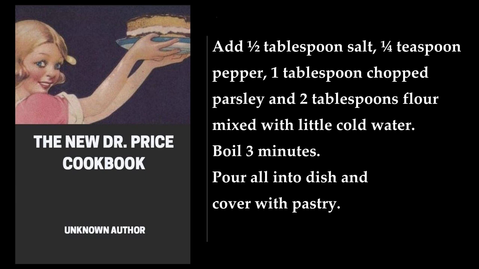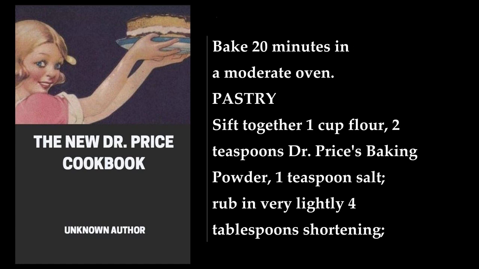Add 1/2 tablespoon salt, 1/4 teaspoon pepper, 1 tablespoon chopped parsley and 2 tablespoons flour mixed with little cold water. Boil 3 minutes. Pour all into dish and cover with pastry. Bake 20 minutes in a moderate oven.